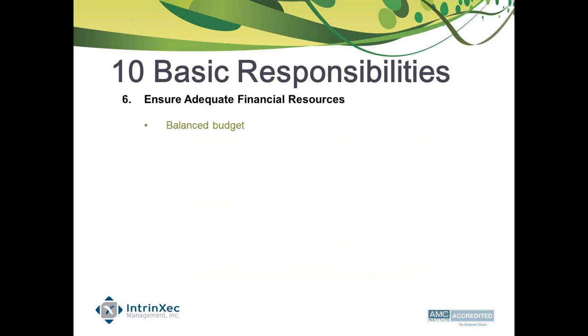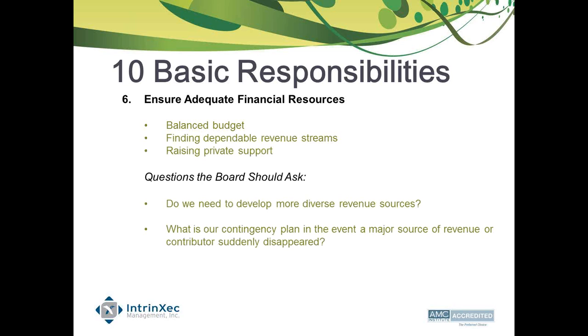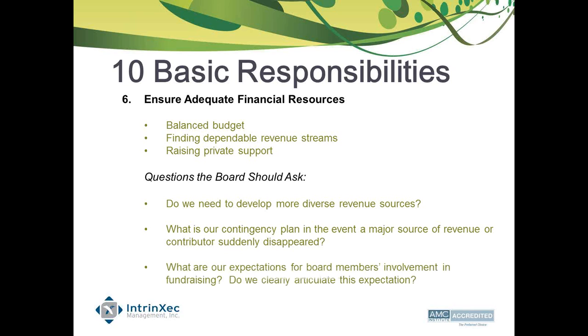Number 6 is ensuring adequate financial resources and really looking at, how can we have a balanced budget? Do we have dependable revenue streams? What are ways that we can raise private support or corporate donor support? And really understanding that a fundamental role of a board is ensuring those adequate financial resources. Now, it's not to say that you won't sometimes have a negative budget that you're going to pass. You might have new initiatives that you're trying to take on, but it's looking at the trend and the history.